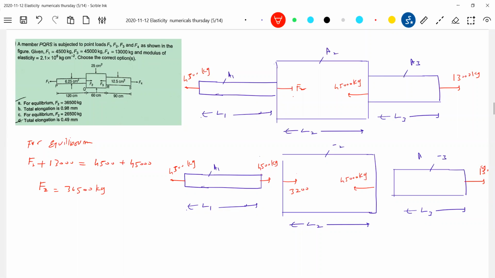32,000 kg. So here how much will it be? 32,000. Then here, 32,000 is there. So out of 45,000, you remove 32,000. How much will come? 13,000 kg.